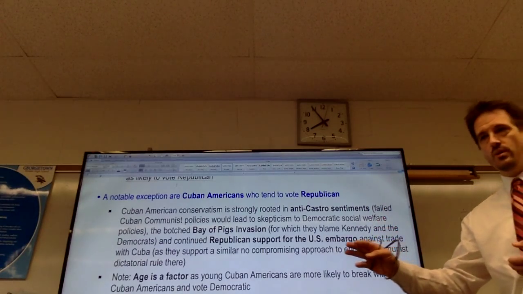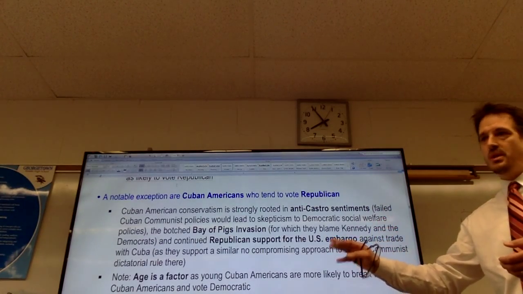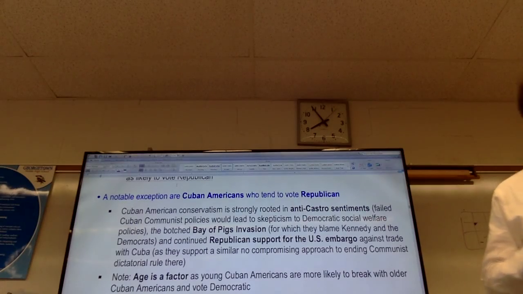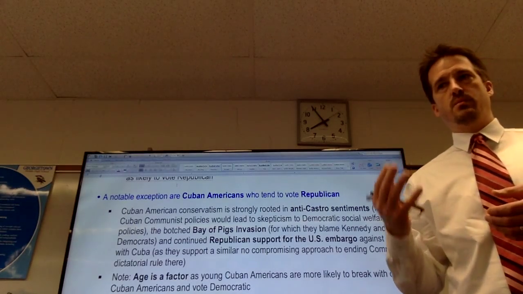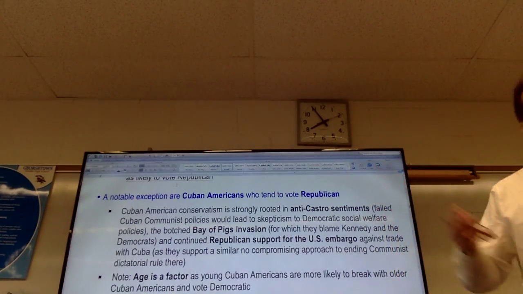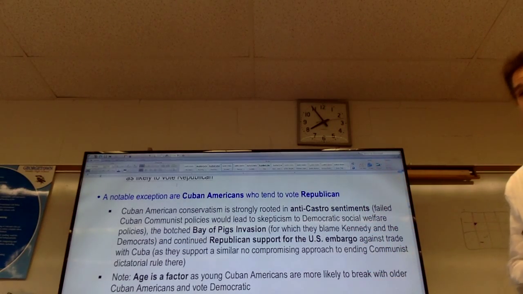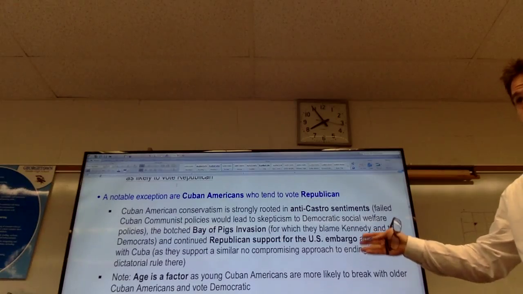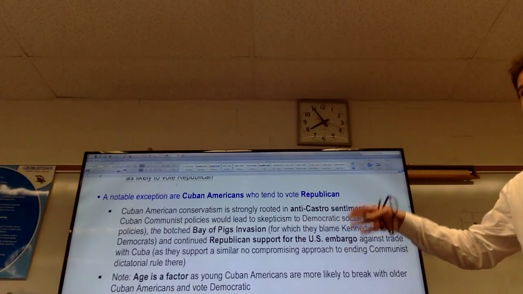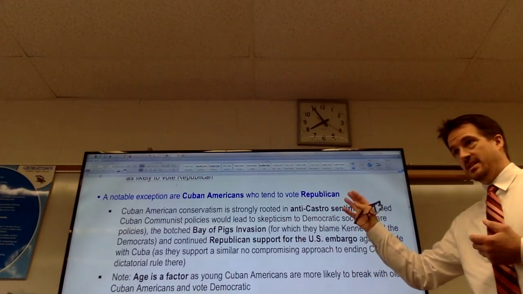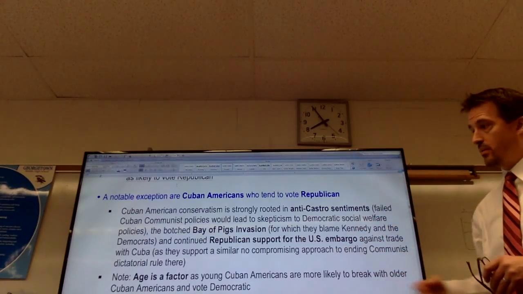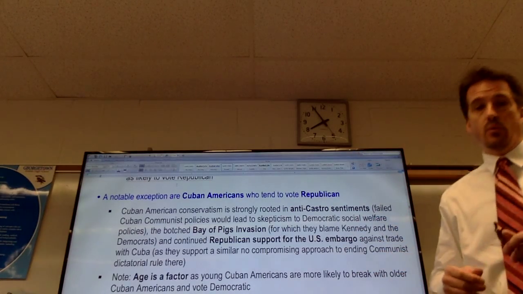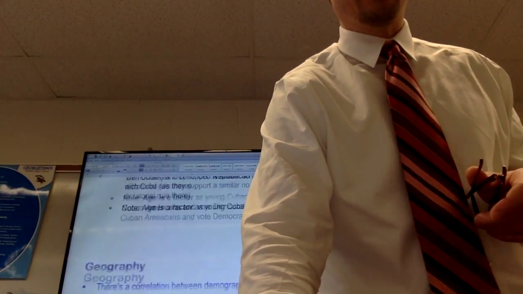But up to this point, we've had a pretty absolute embargo with them. And the Republicans supported perpetuating that. And the Cuban Americans, at least the older Cuban Americans, certainly approved of that. What's interesting is if you're a younger Cuban American, age might trump ethnicity because they don't have the remembrance of all of this, and it's not as centrally important with them. Okay? Nice and easy, right?